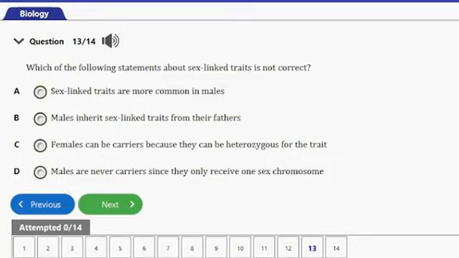So this is actually wrong because the fact that males only get the Y chromosomes from their fathers and most sex-linked characters are from the X chromosome. So males actually get the X chromosomes from their mother and then the Y from their father. So with that, we can say that the males actually get the sex-linked characters from their mother and not the fathers. So option B here is the answer to this question.